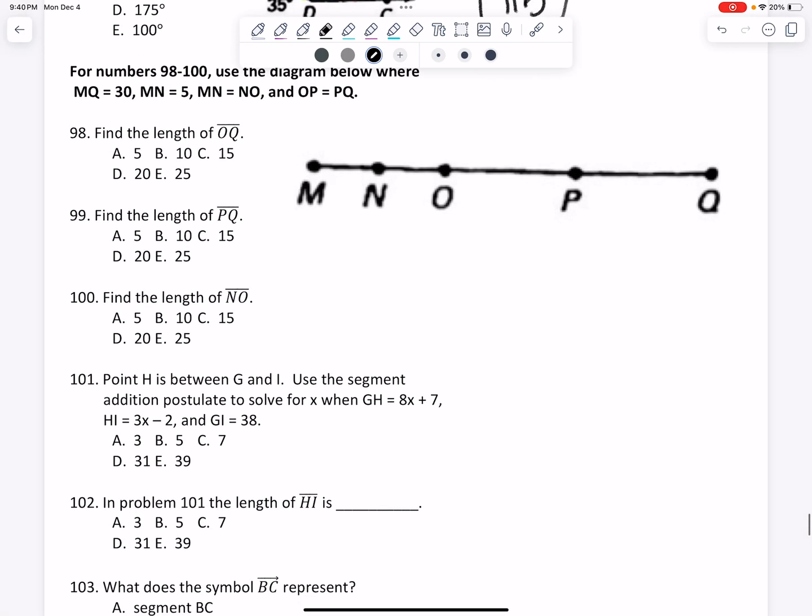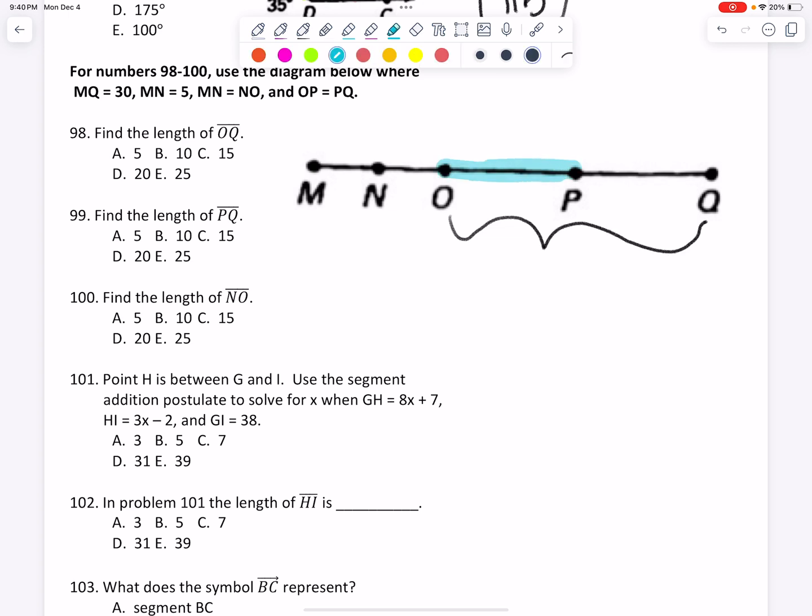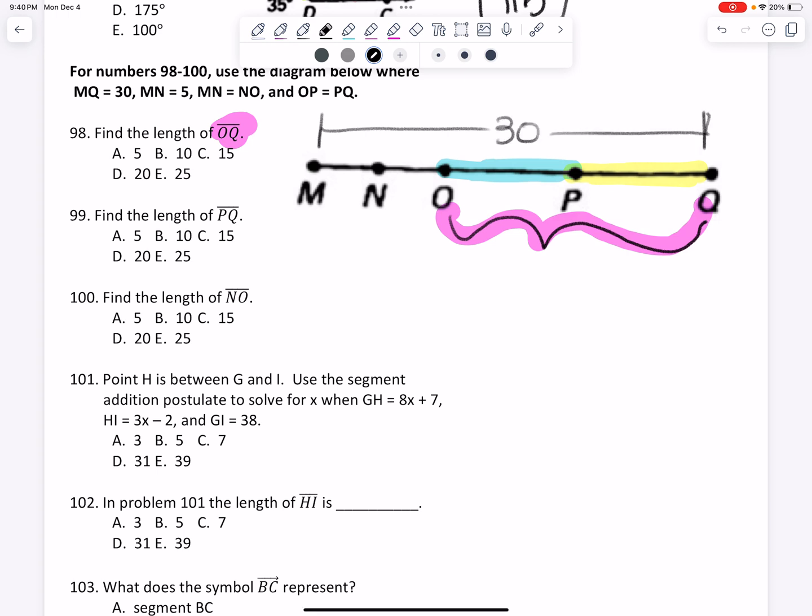All right, find the length of OQ. OQ is going to be the sum of OP and PQ. So OQ is going to be that full amount. So how do we find it? It gives me some missing pieces up here. So it tells me that M to Q, that whole thing is 30. It tells me that MN, this little piece, is 5. It tells me that MN is the same thing as NO, which is also 5. And it tells me that OP is the same as PQ.